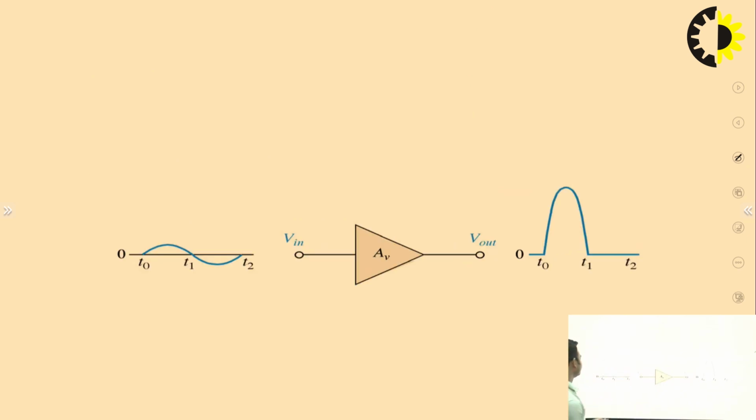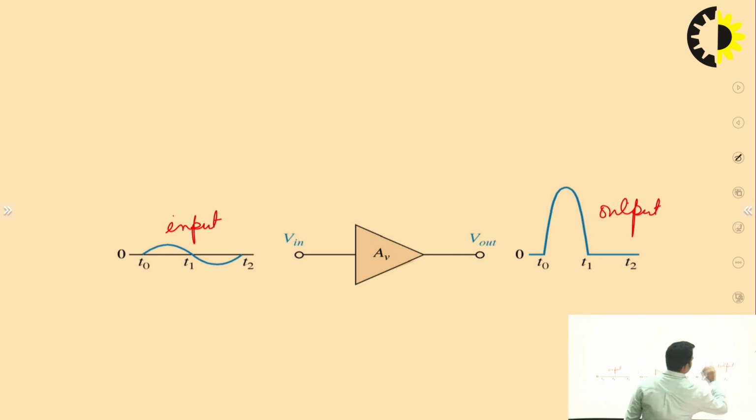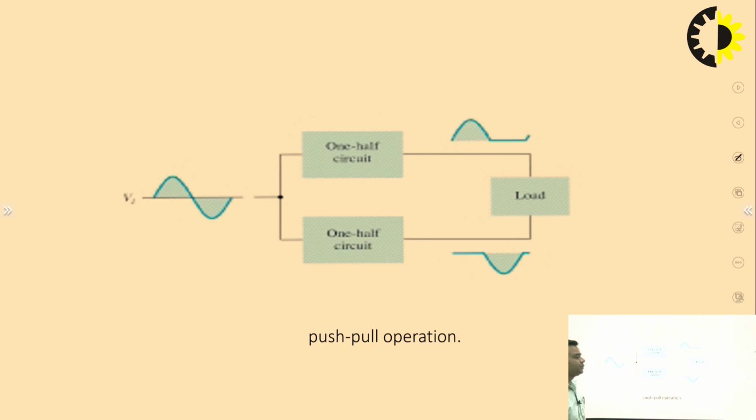And you can see this is the input signal, this is the output signal. Okay, and you are giving input for the whole cycle, that means from 0 to 180 degree, but you are getting output from 0 to 180 degree only. So to get output for the whole cycle, what we can do, we can use two circuits.